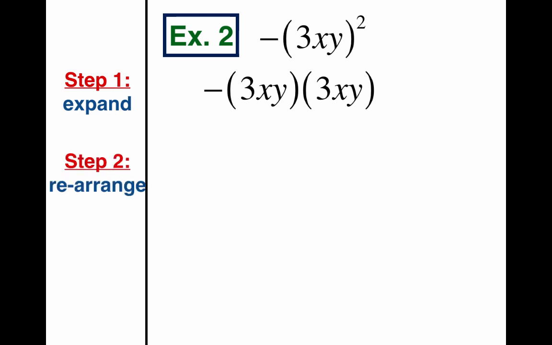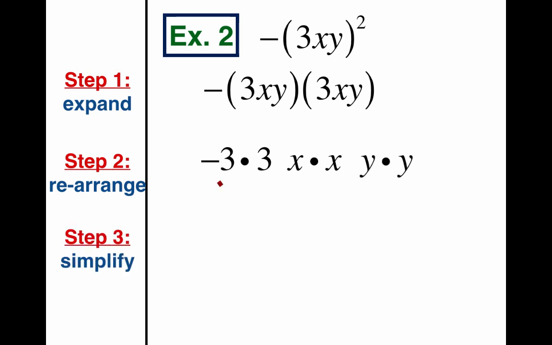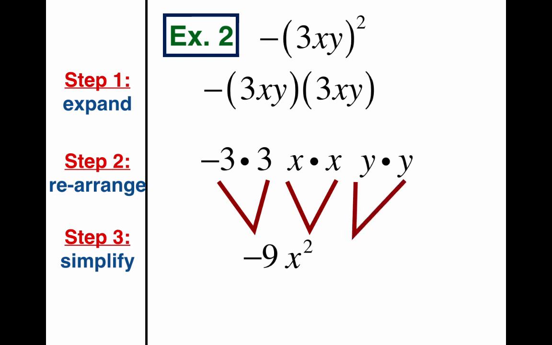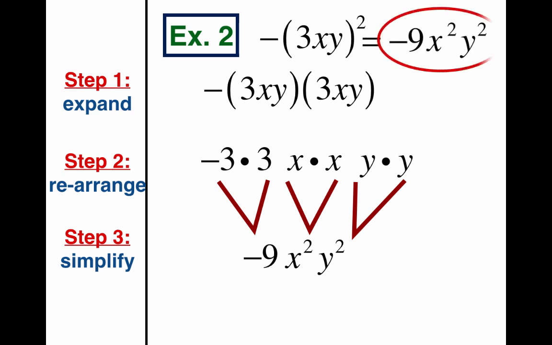Now we rearrange. We're going to put the numbers together. So the 3 and the 3, but there's a negative. The x's together, so the x and the x. And the y's together, the y and the y. And then we simplify it. We do 3 times 3, negative 3 times 3. That's negative 9. We do x times x, which we say is x squared. And we do y times y, which we say is y squared. And we've got our solution, negative 9x squared y squared. That's our simplified answer. Notice how that negative sign just stayed out in front that whole time.